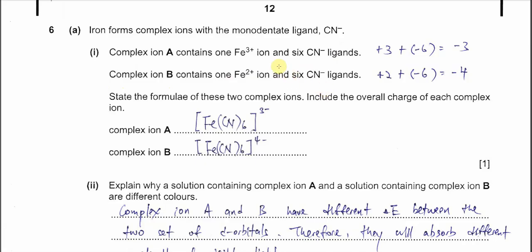So from here you can calculate the overall charge. Iron(III) is positive 3 and the cyanide is negative 1 times 6, negative 6. Sum it up, you get negative 3. So the charge of complex ion A is 3 negative.